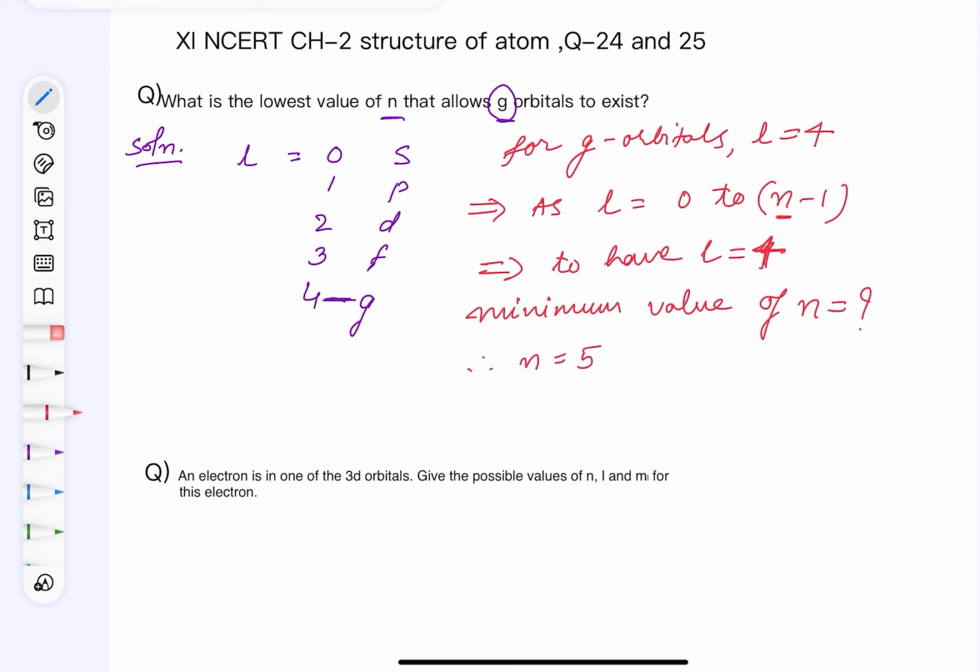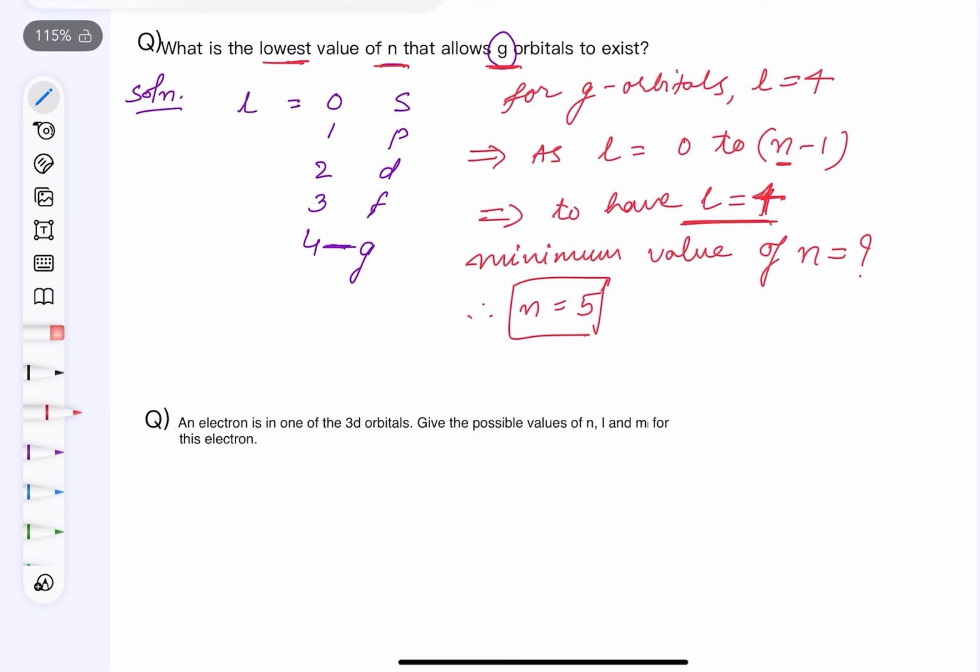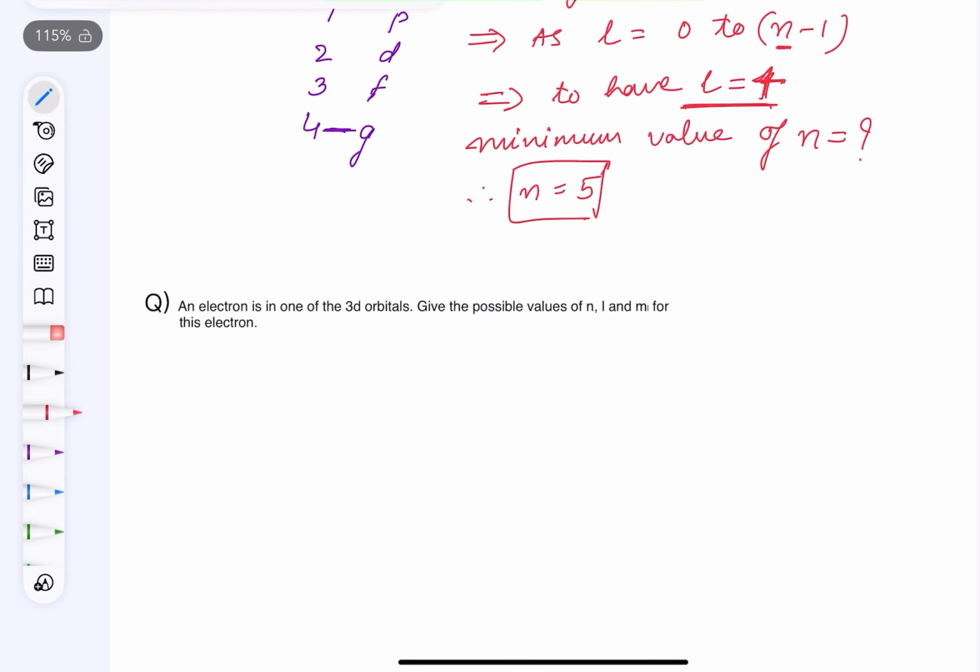So that is what the question was. The minimum or lowest value of n should be what when g orbitals exist. If g exists, L will be 4, and to have L as 4 we should have n as 5. So that is how it is solved. Let us try to solve another question of a similar type.